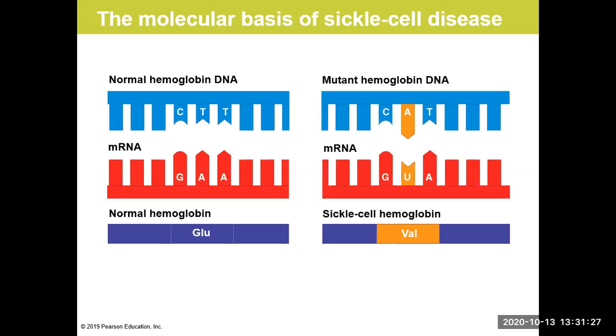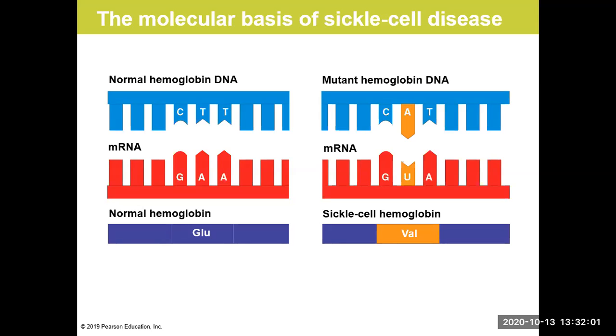But on the right side, you see what happens when a mutation occurs. Instead of CTT, because of a mutation, the T in the middle has been substituted by an A. So it becomes CAT. Now, according to complementary base pairing, the mRNA that is made will be GUA. Since it is not GAA anymore, this changed mRNA leads to a different kind of hemoglobin. Now the amino acid is valine, not glutamic acid. Because the hemoglobin gets a different amino acid, the protein structure is different.